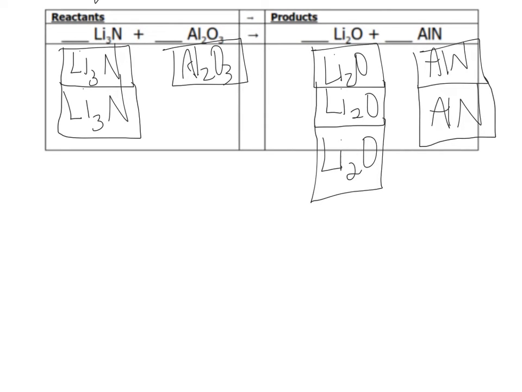Al is balanced with 2 on each side. O is balanced with 3 on each side. Li looks good with 6 on each. And N, when I was fixing Al or Li, I ended up fixing N because now I've got 2 on both sides for nitrogen. Count my boxes. 2 is my coefficient here. 1 is my coefficient here. 3 of these. And 2 of these.